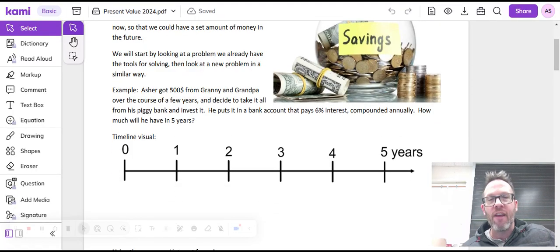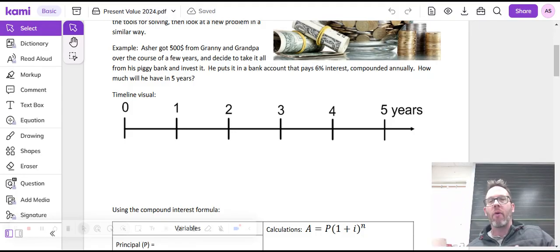So this first example, you guys know how to do this after yesterday, but again, I'm just trying to reframe it with a visual here. So Asher got $500 from Granny and Grandpa over the course of a few years, and he took it all out of his piggy bank. And if this was my home, his brother Bryden would find some way to steal this $500. But he kept all 500, and he's going to put it in a bank account that pays 6%. We're keeping it simple, compounded annually. How much will he have in 5 years?